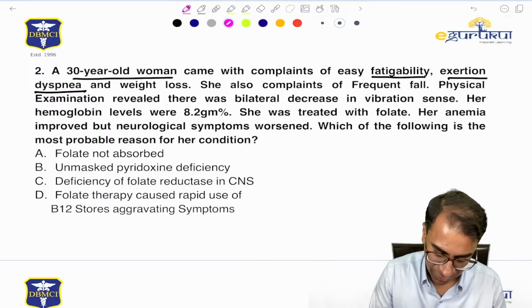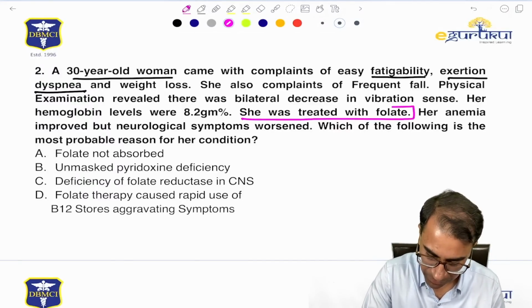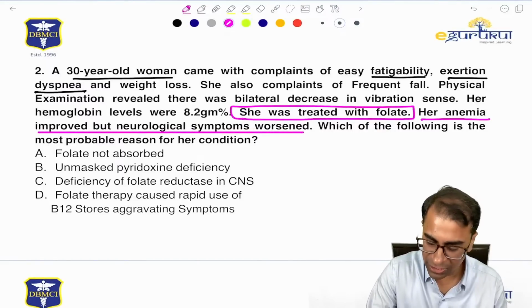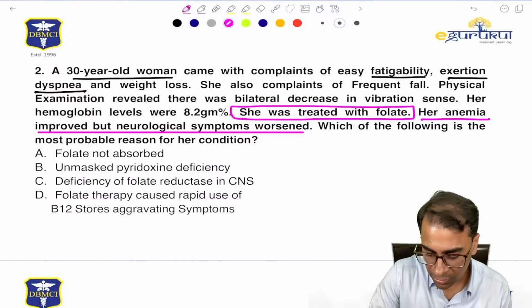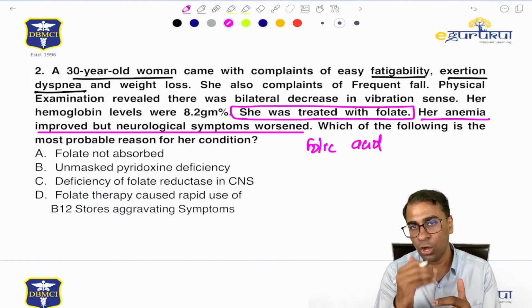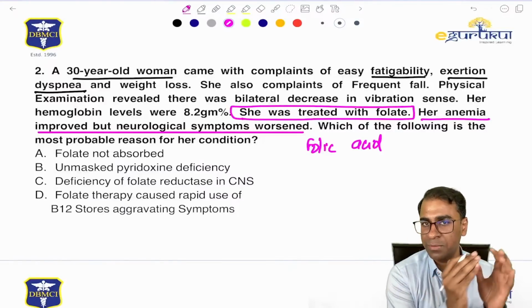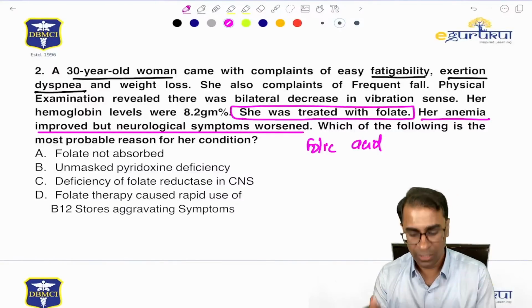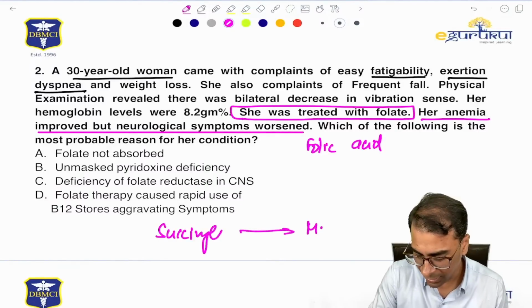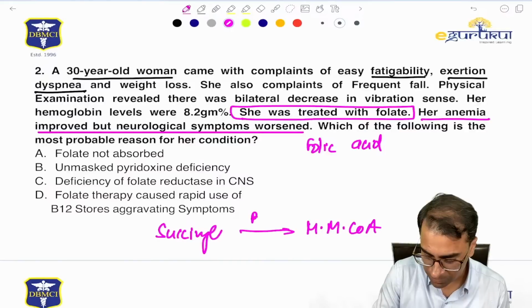The patient has frequent falls and she was given folate. Her anemia improved, but neurological symptoms worsened. ऐसा क्यों होगा? Because she was given only folic acid alone. So when you give folic acid alone, what happens? All the B12 which should go towards making methylmalonyl coenzyme A, देखो succinyl coenzyme A, it should go towards methylmalonyl coenzyme A, and this requires B12.